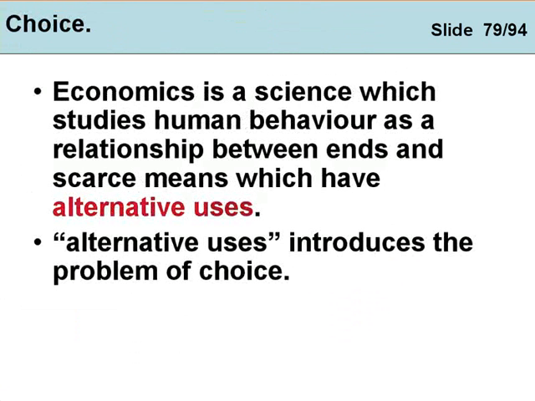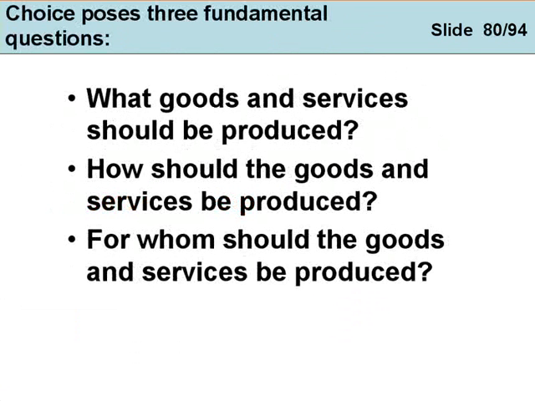Let's go back to our Robbins definition and look at the last term, which is alternative uses. When we talk about alternative uses, it introduces us to the problem of choice. Economics poses three questions. What goods and services should be produced? How should the goods and services be produced? And for whom should the goods and services be produced?